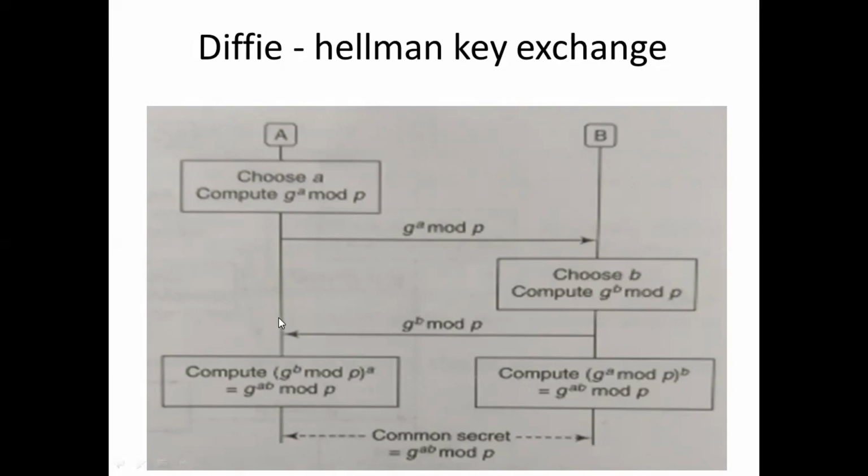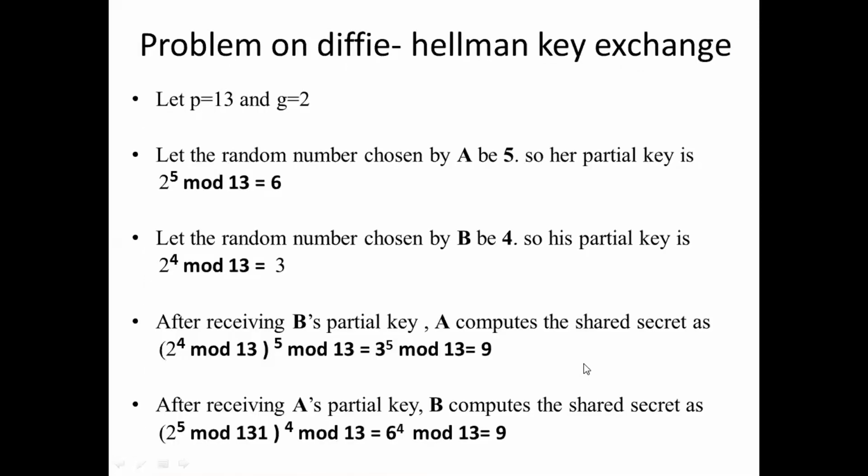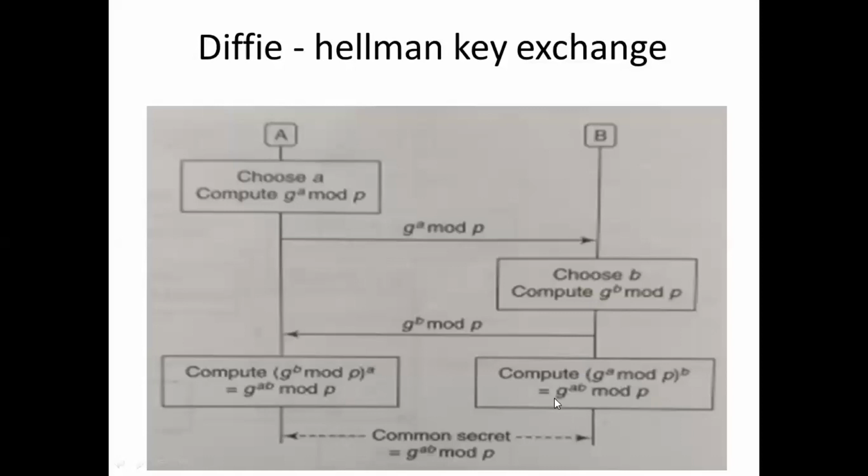to A. And again, upon receiving the message, A has to perform one more operation: (G to the power of b mod P) whole to the power of a, that is equivalent to G to the power of ab mod P. And upon receiving A's message, B should compute in the same way G to the power of ab mod P. By doing this, they will exchange a key between A and B.